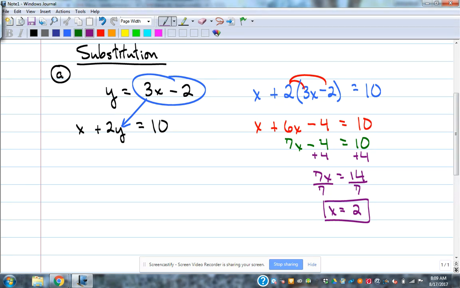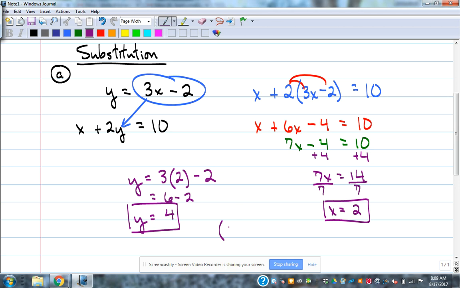Yeah, plug it into one of the equations. I'm going to use the top equation because it's the easiest, but it doesn't really matter which one you use. Just pick one, plug it in there, and work it out. So the top one, if I go y equals 3 times 2 minus 2, it'd be 6 minus 2. So y is equal to 4. Ordered pair solution, (2, 4).